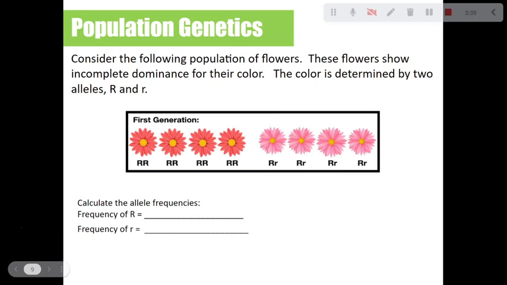Consider the following population of flowers. These flowers show incomplete dominance for their color. The color is determined by two alleles, a capital R and a lowercase r. Let's calculate the allele frequencies. We've got 4 of these red flowers, which are represented by big R, big R. And then we have 4 of these pink flowers, which are represented by big R, little r. First, we want the frequency of big R down here.